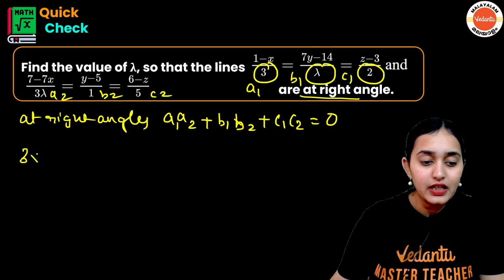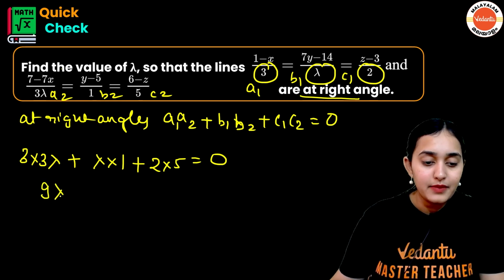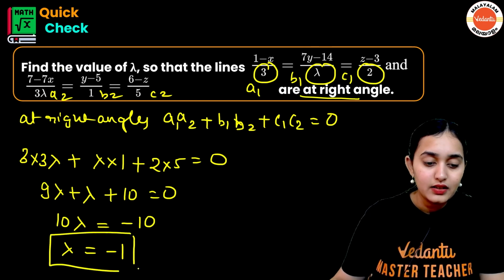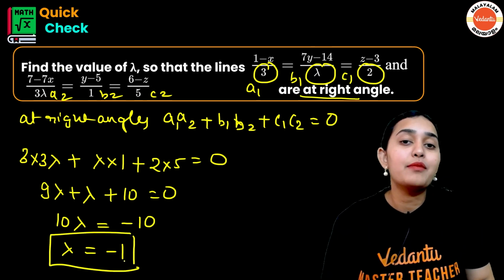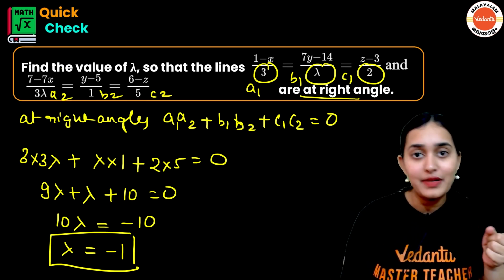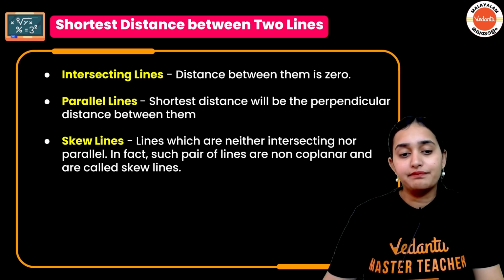So you have 3 into 3 lambda plus lambda into 1 plus 2 into 5 is equal to 0. 9 lambda plus 10 is equal to 0. 10 lambda is equal to minus 10. So lambda is equal to minus 1. That's it. This can definitely come in your exam, of course, for MCQ type questions. Lambda is minus 1, 2, 3, 4. Definitely it can come. Okay.